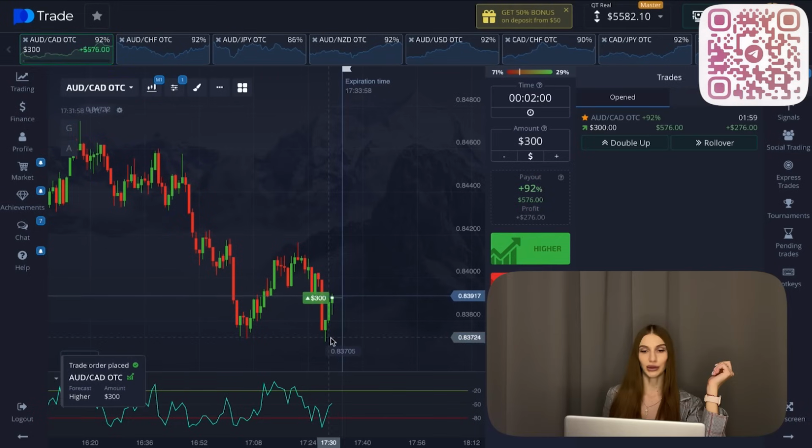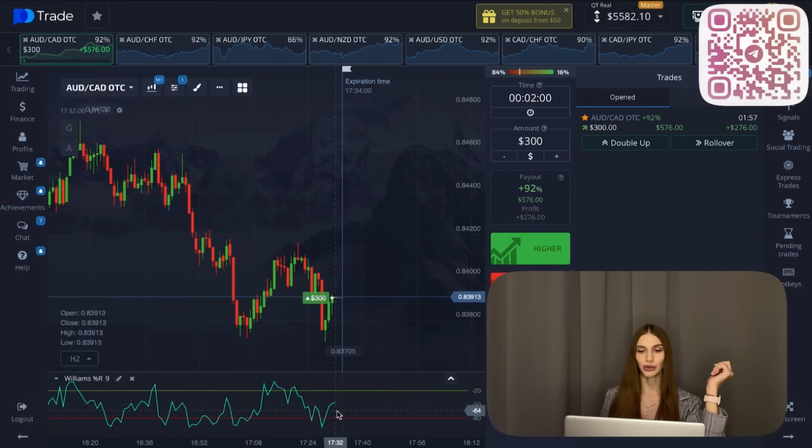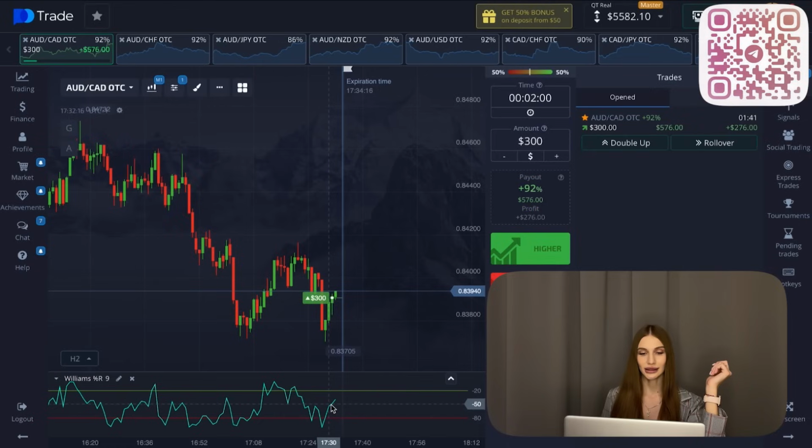In this example, I see a great opportunity to make a call option. We see that the price was in the oversold zone on the Williams Percent Range indicator. The indicator line was below the -80 level. Then the indicator line crossed the -50 level from bottom to top. This is a buy signal, so I opened this position here. Let's wait for its completion.